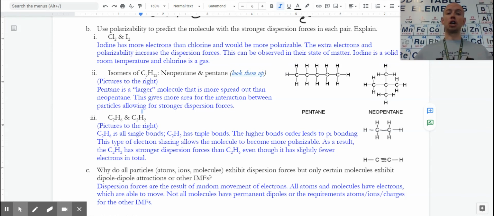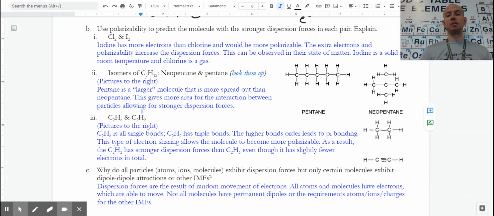Pentane is a longer, larger molecule with more surface area, or it's more spread out. The more surface area we have, or the more spread we have across our molecule, the more polarized it could be, or the more places that the molecule can interact with other molecules of itself, creating a stronger dispersion force. So when we look at two equivalent formulas, the more spread out version would be able to have larger dipole attraction or dispersion attractions. Excuse me.